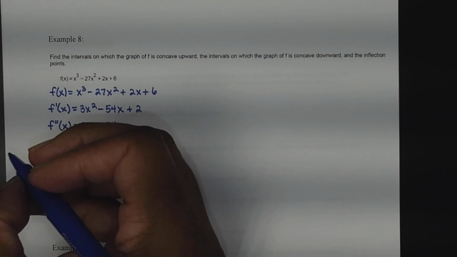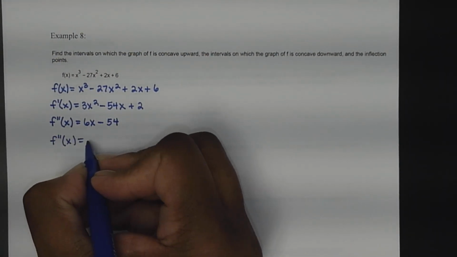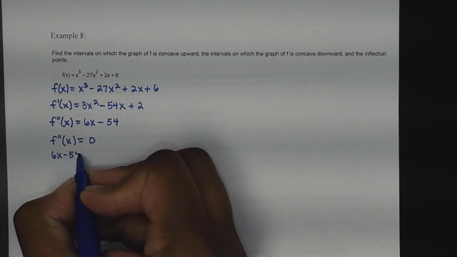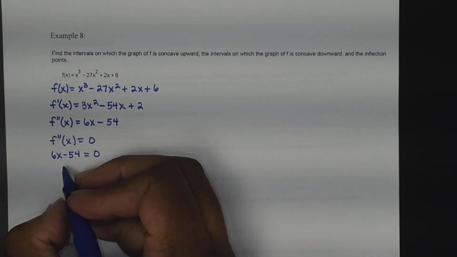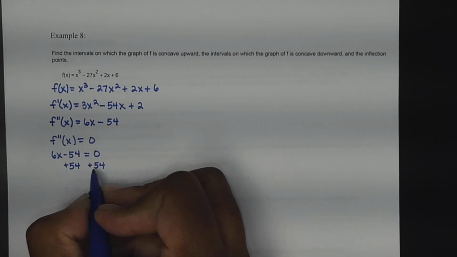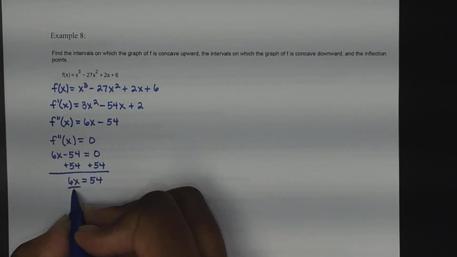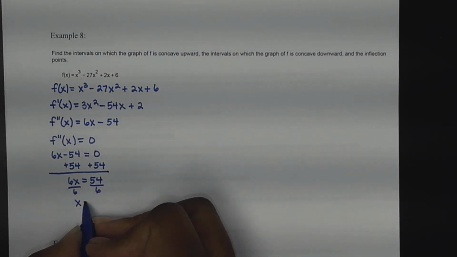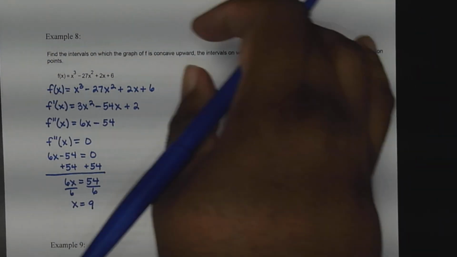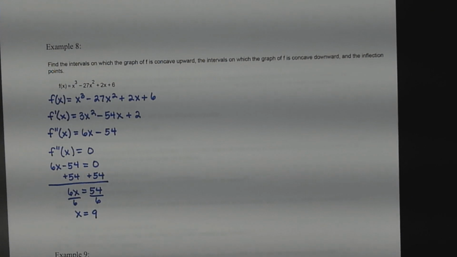Now let's take that second derivative, f double prime of x, set that equal to 0. So that means I have 6x minus 54 is equal to 0. And if I add 54 to both sides, you'll get 6x is equal to 54. Divide both sides by 6, you'll get x is equal to 9. So the critical number will be x is equal to 9. It could be a possible point of inflection.